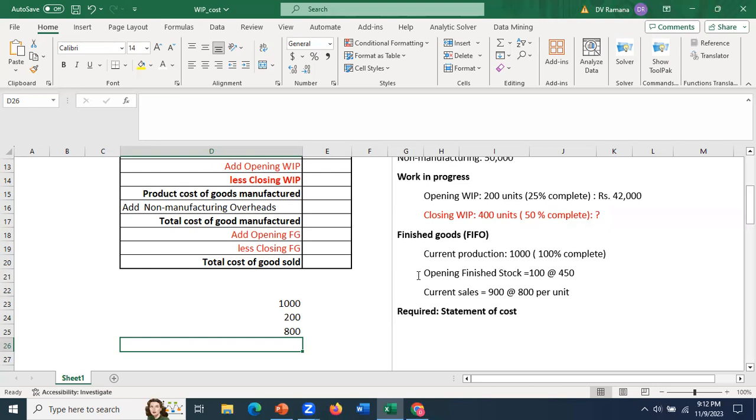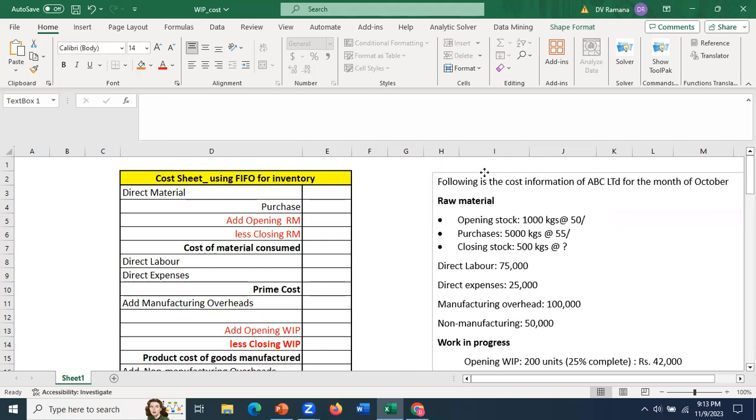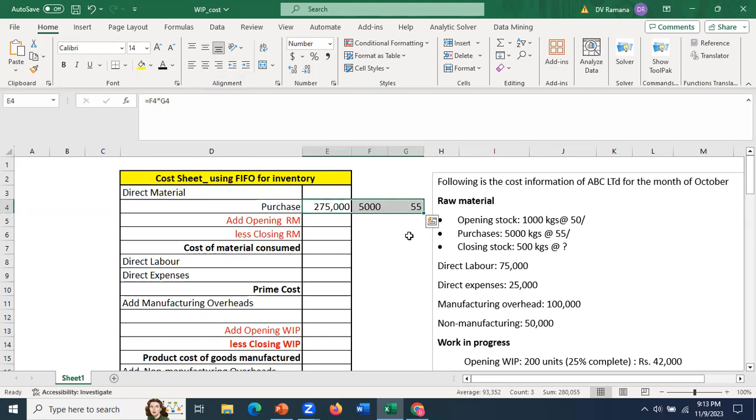And there is also opening stock of finished goods and closing stock of finished goods. So let us now start working on it. The purchases during the month of October are 5,000 kgs, at the rate of 55. So the value of purchase is 275,000.